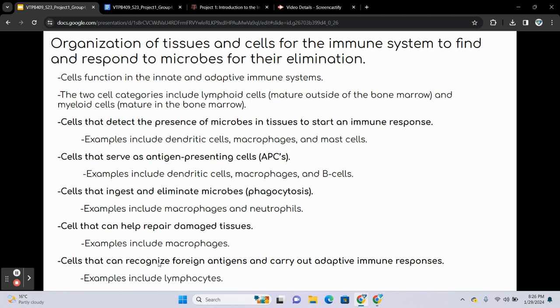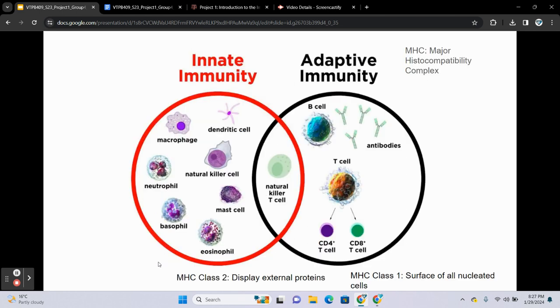Cells that ingest and eliminate microbes through phagocytosis include macrophages and neutrophils. Cells that help repair damaged tissues include macrophages. And the cells that recognize foreign antigens and carry out adaptive immune responses include lymphocytes. Here I included a picture that shows the innate immunity cells and the adaptive immunity cells.